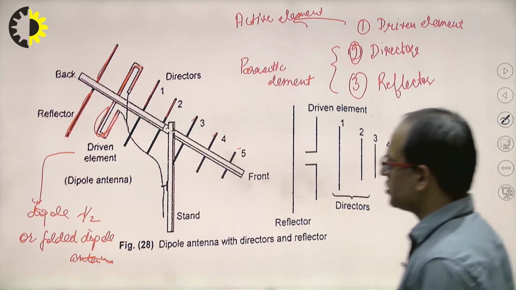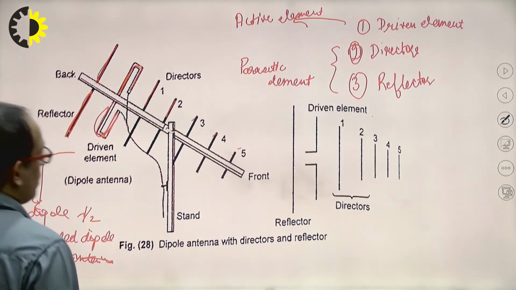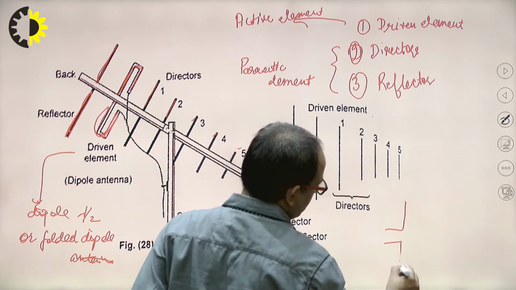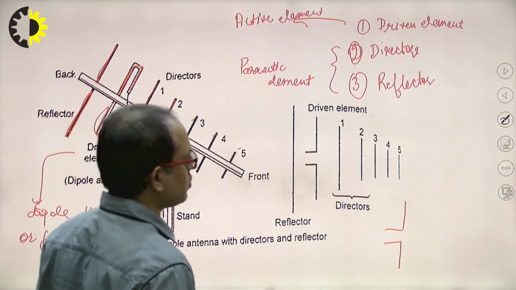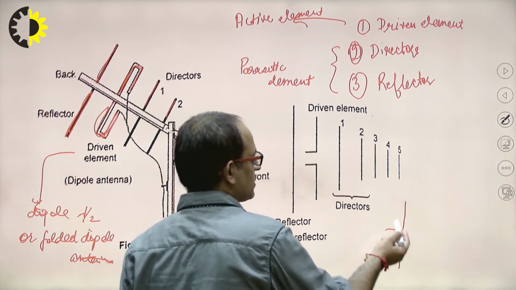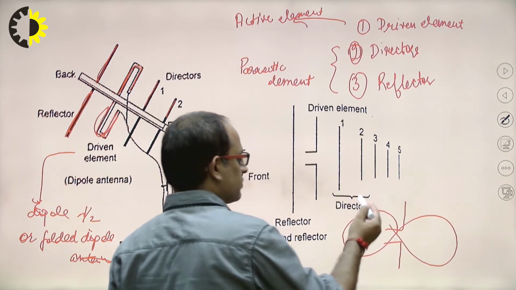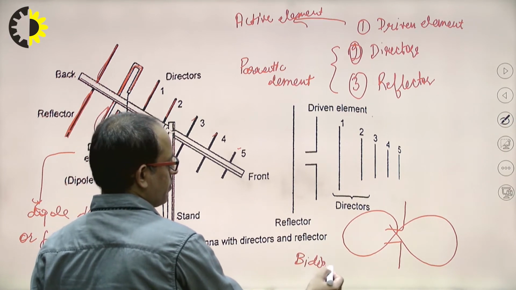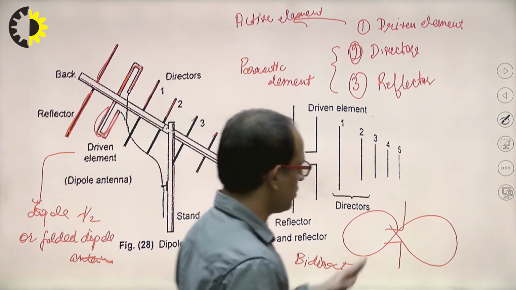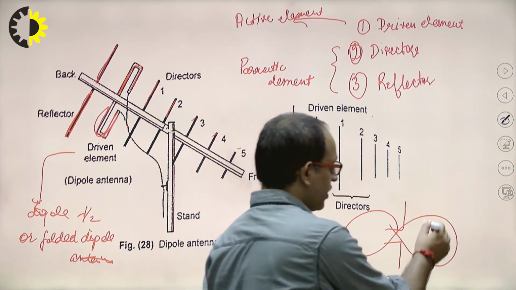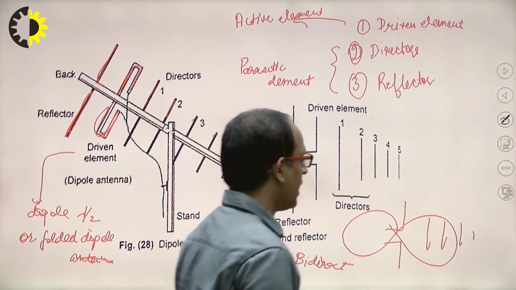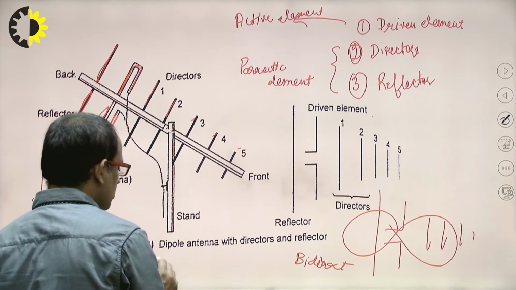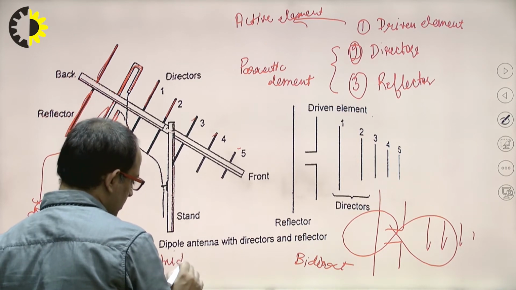Clear? Now see this one. If this is only a dipole and it radiates in this direction, then this will be a bidirectional antenna. But when I place the directors in front of the dipole and the reflector behind the dipole, then the radiation pattern becomes what? Unidirectional.